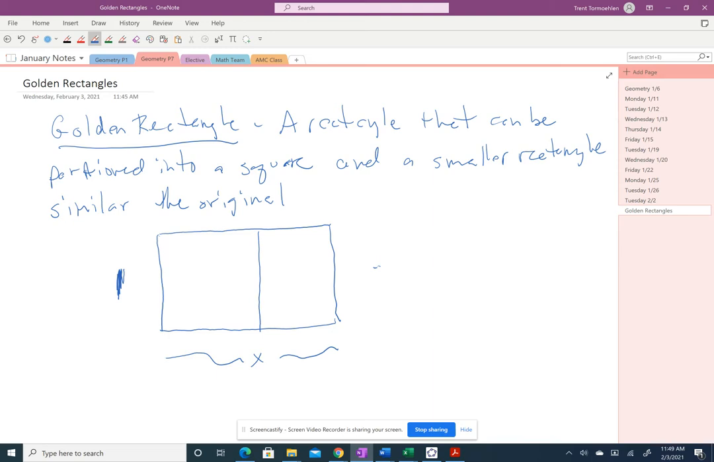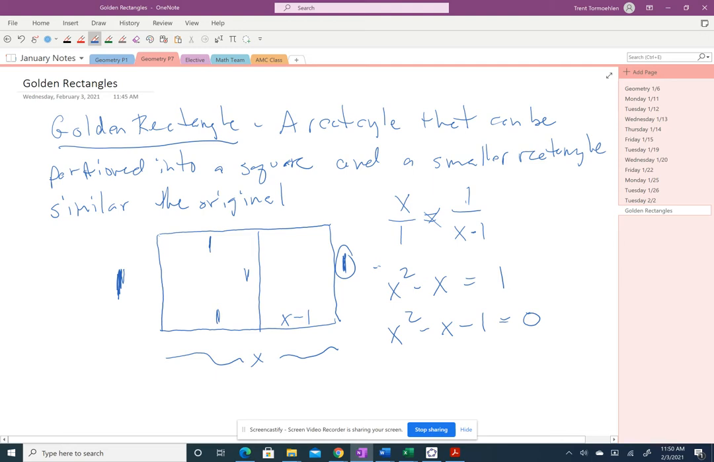The reason we can do that is because the way we created this partition is that we created a square, so we know that these sides are all 1, which means this length is x minus 1 and this length is 1. So the ratio of the two sides of the original rectangle is x over 1. The ratio of the long to the short of the new rectangle is 1 over x minus 1. This is a simple algebraic equation to solve. You just cross multiply, you get x squared minus x equals 1, or x squared minus x minus 1 equals 0.